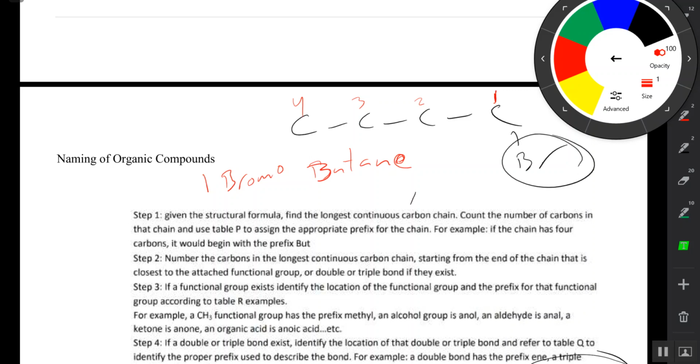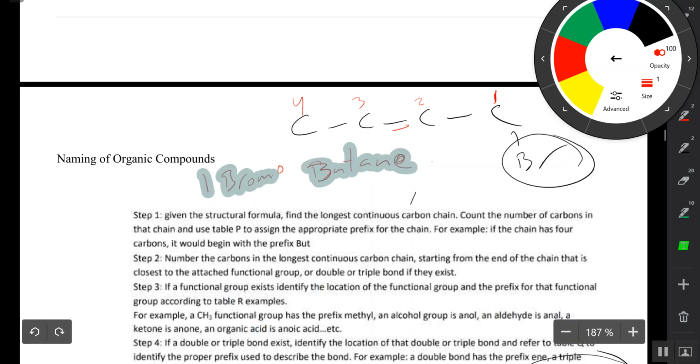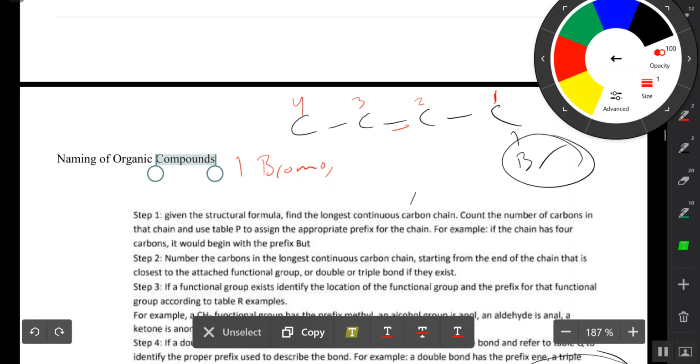What if there was a functional group and a double bond? Then you would say the name of this would be something like this: 1-bromo. On the first carbon there is a bromo, and right after the second carbon there's a double bond, which makes the name of the chain ene, butene. And that double bond is on the second carbon, hence why I have 2-butene.